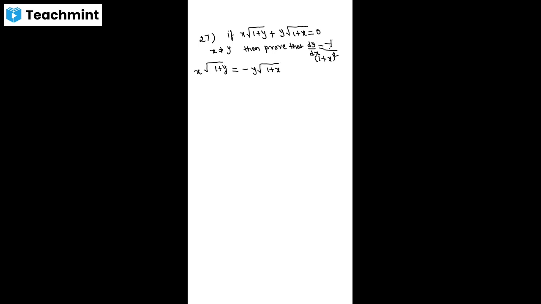Yes? Now what we have to do is get rid of these roots. We have to eliminate these roots. So to eliminate the root we have to square it. Squaring on both sides: x square, the root goes, 1 plus y remains, is equal to, squaring the minus becomes plus, y square into 1 plus x.